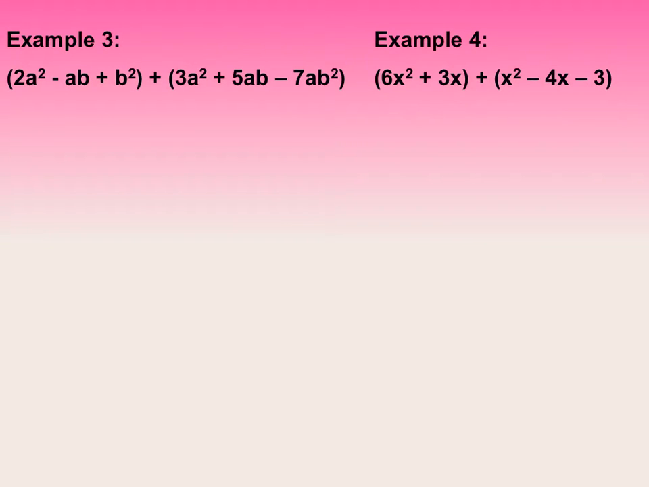Here's a third and fourth example, so I'm going to go ahead and highlight or underline the like terms that I see, and then I'm really just combining those using the sign and number in front. So in example 3, some of the like terms that I see are 2a squared plus 3a squared, and I know I can put them together because they're both a squared. That's 5a squared. Underlined in blue, I have a negative 1ab plus 5ab, so negative 1 plus 5 is positive 4ab.